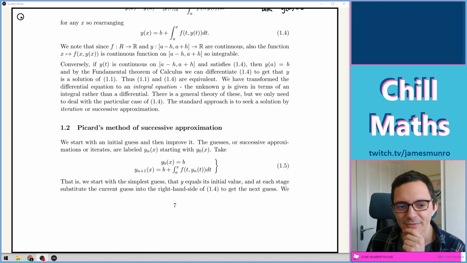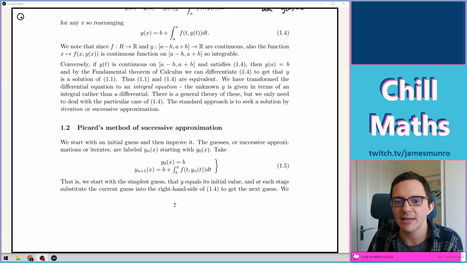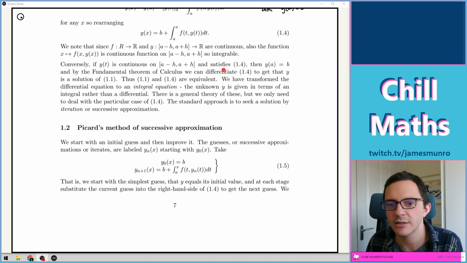We've had some foreshadowing that the Weierstrass M test might turn up, and I cannot remember how that works. So, fun. Right, okay, we're planning to differentiate this to get back down to dy by dx is f of x and y of x.